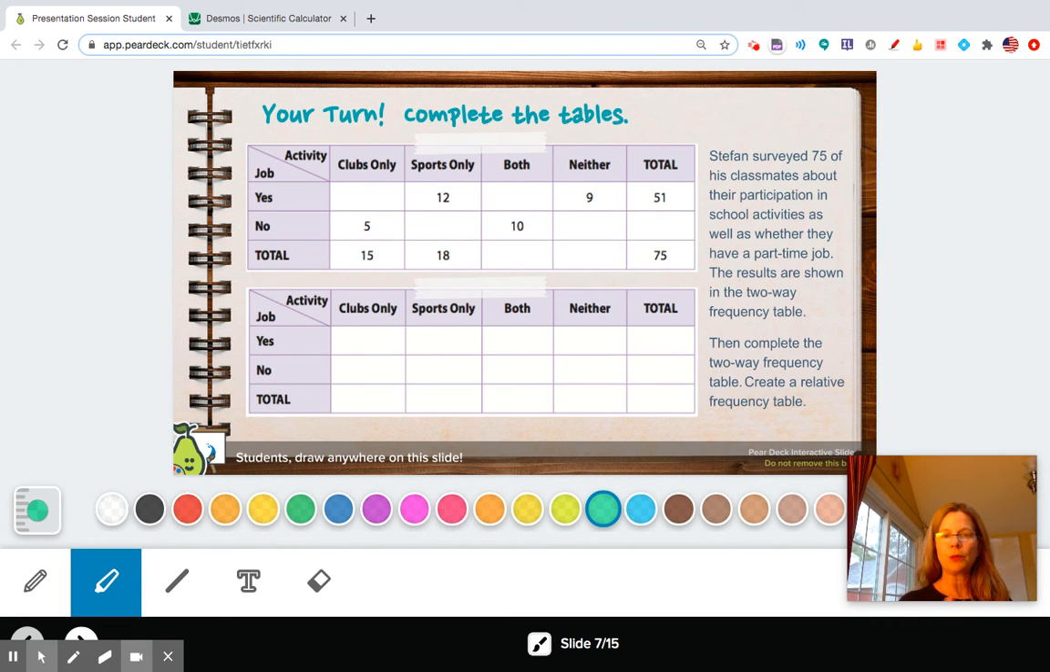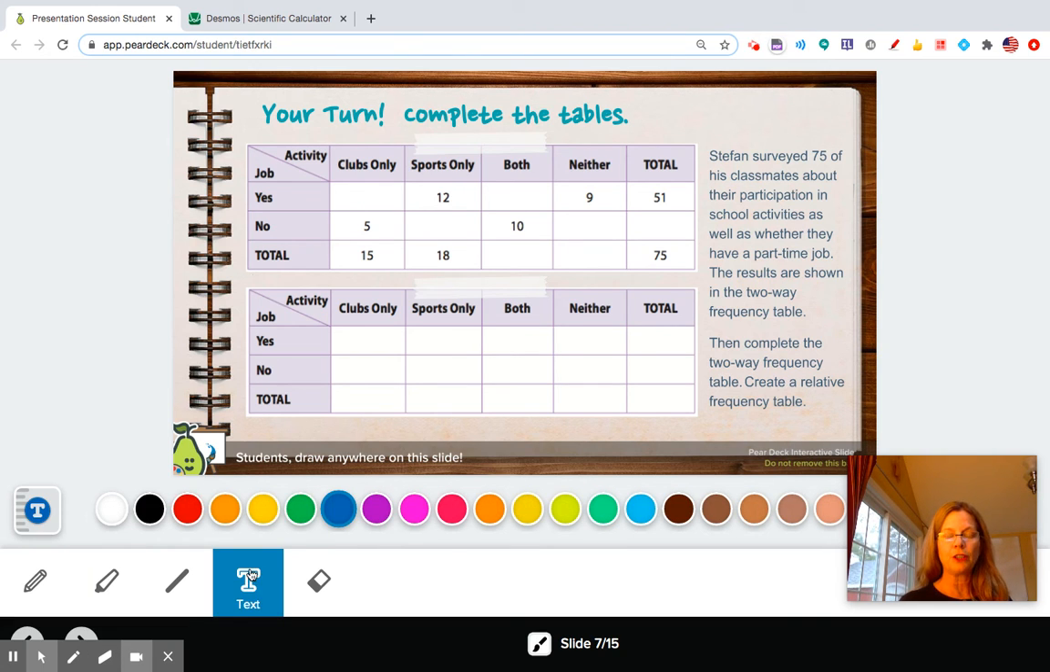Stephens, so this is your turn. So we want you to complete the tables. I'll get you going, but then I would like you to continue, okay? I'll get you going though.